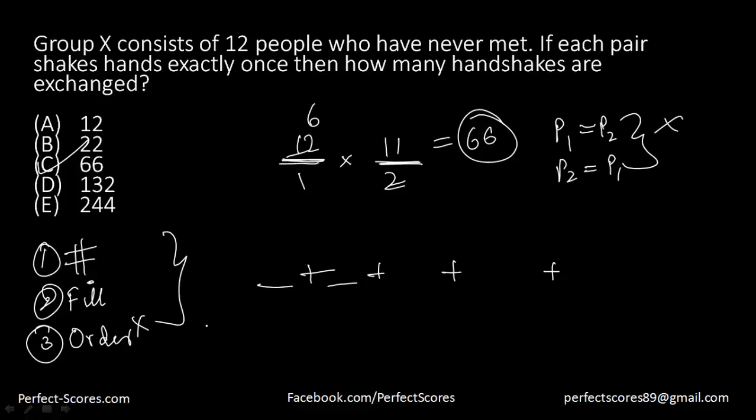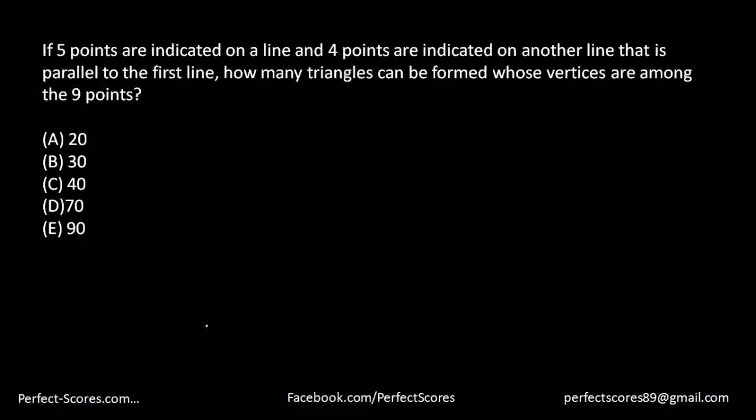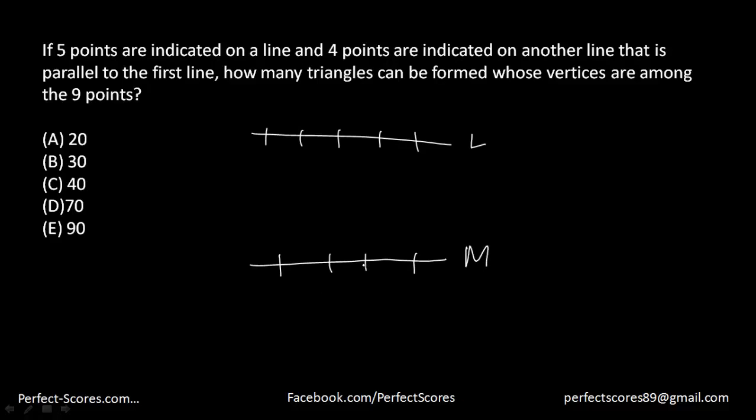So suppose you've understood this one, guys. Moving on to the next one. Okay, this one is a tricky one. Now the question says that there are 5 points indicated on a line. So let's suppose this is line L and it has 5 points, 1, 2, 3, 4, 5. And it says that there are 4 points indicated on another line that is parallel to the first line. So there are 4 points here. Let's suppose this is line M. Now the question says, how many triangles can be formed using the vertices among the 9 points?